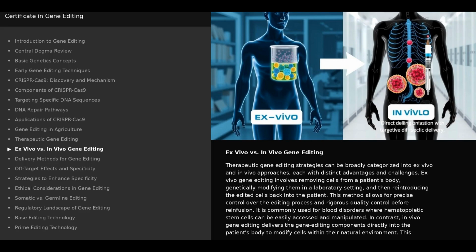This method allows for precise control over the editing process and rigorous quality control before reinfusion. It is commonly used for blood disorders where hematopoietic stem cells can be easily accessed and manipulated.